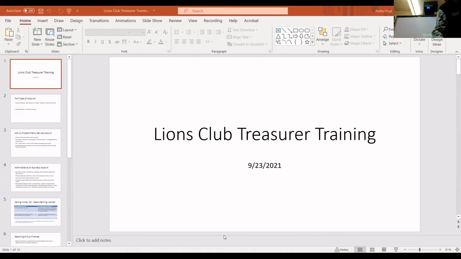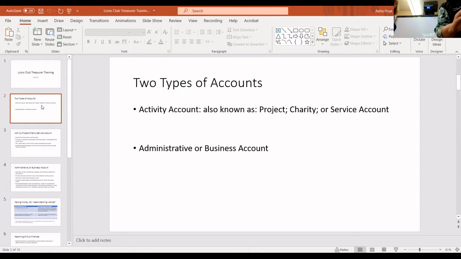So what we have here is, and I'm just going to go to the next page. Yes, ma'am. Go ahead. Use your arrows. It's easier. Okay, I will do that. We have two types of accounts. In the Lions Club or in any service organization, we have two different types of accounts. The first one is the activity account. That's also known as your project, your charity, or your service account. The second account that we have is your administrative or business account.